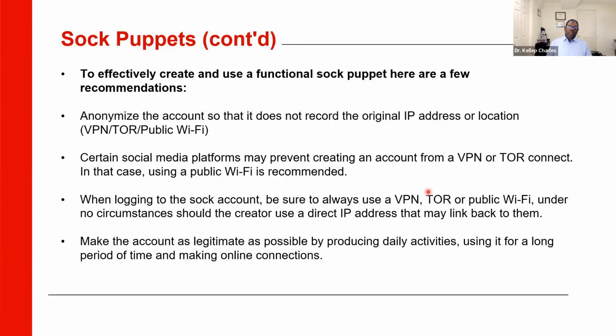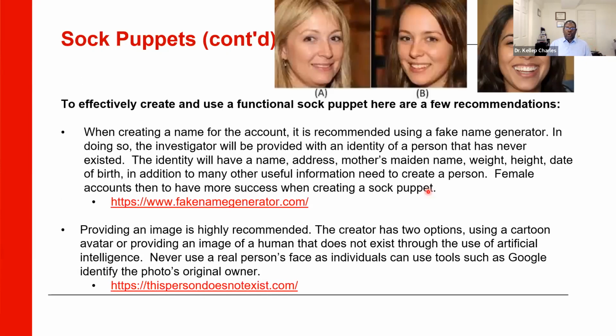You also want to make your sock puppet as legitimate as possible by producing daily activities, liking, posting, doing everything that would be done under normal circumstances. One of the key things that's normally recommended is to use a fake name generator. There's a website called fakenamegenerator.com where you could go and say, hey, I want to create an individual. It'll provide a name as well as all the vital information that are necessary to an individual, such as mother's maiden name, height, weight, nationality. So again, it kind of helps you put all of that information together.